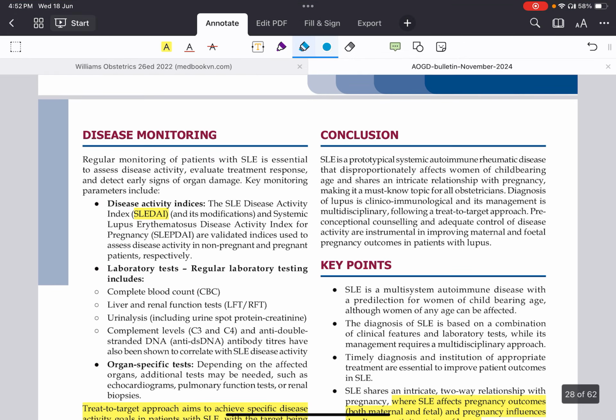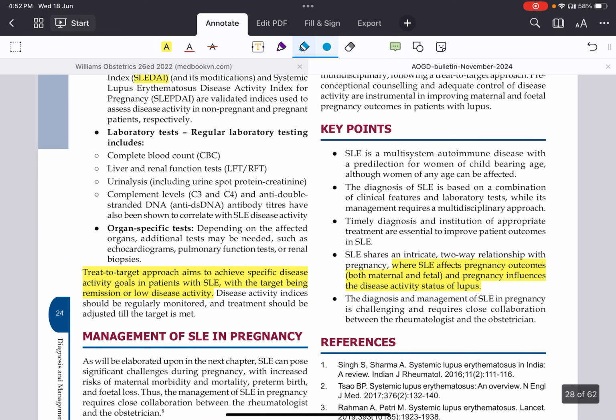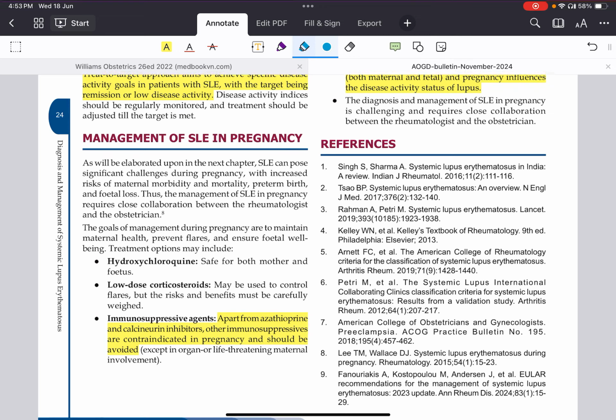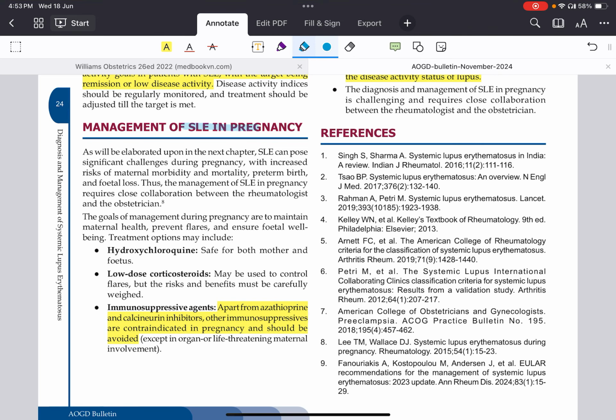So disease monitoring is important. There is a SLEDAI classification. You should do all the laboratory testing and all. Specifically, the goal should be treat to target. Now, a very important topic of discussion is SLE in pregnancy management. That is SLE in overall management.